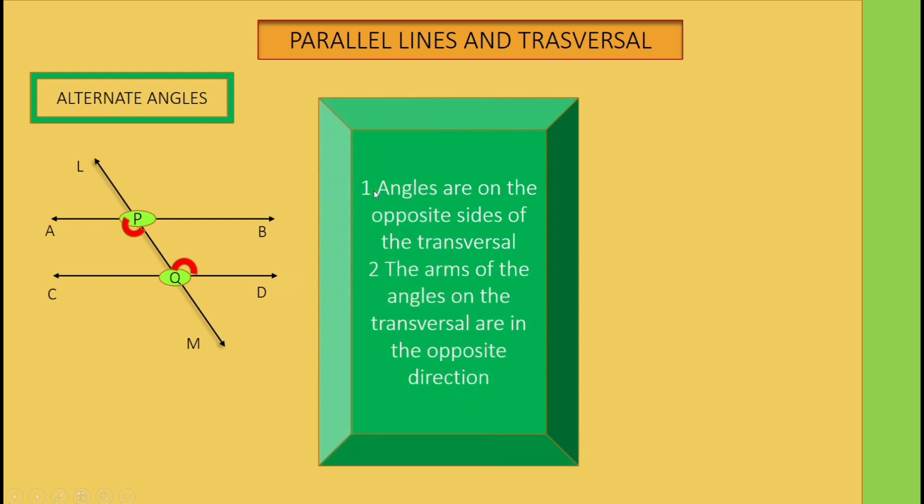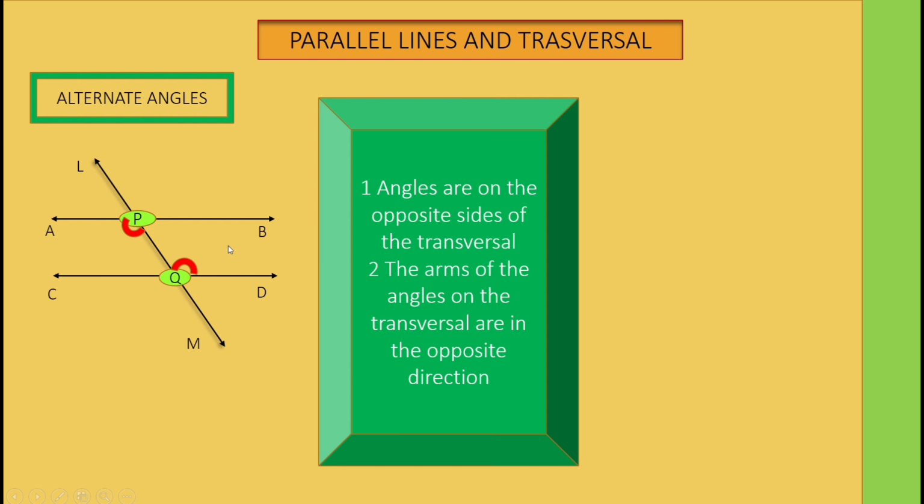The first character is that the angles are on the opposite side of the transversal. In the figure, look at these two angles, angle APQ and angle PQD, and these two angles are on the opposite side of the transversal. Angle APQ is present on the left hand side of the transversal and angle PQD is present on the right hand side of the transversal.